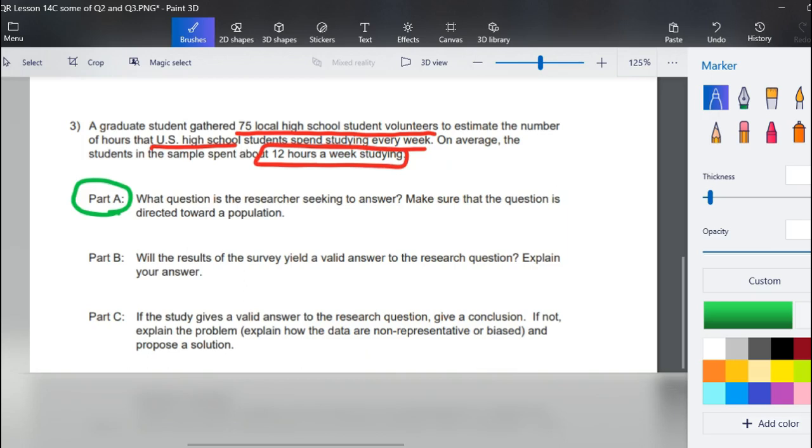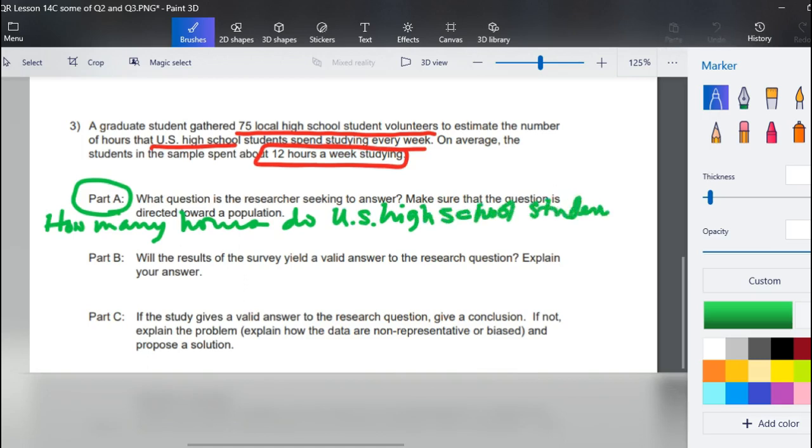So in part A, what question is the researcher seeking to answer? Make sure that the question is directed toward a population. So the question is something like, how many hours do United States high school students spend studying each week? Okay, you got to start with a good question.